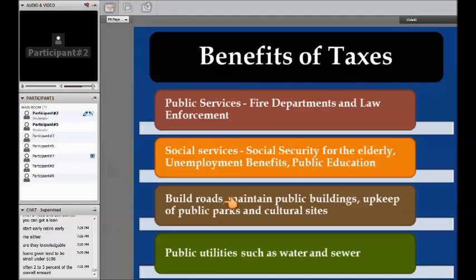It also pays for building roads, maintaining public buildings, upkeep of public parks and cultural sites. So it would be like national parks, it could be the library, different things like that. It also pays for public utilities such as water and sewer.